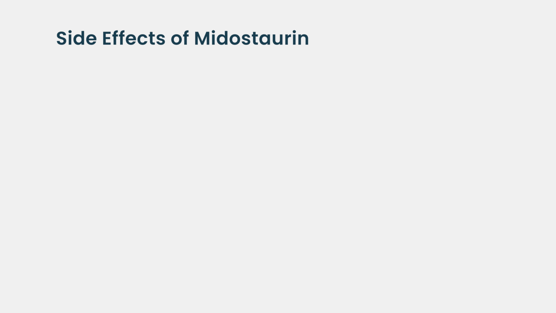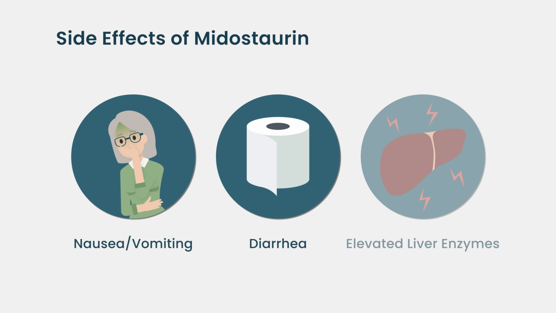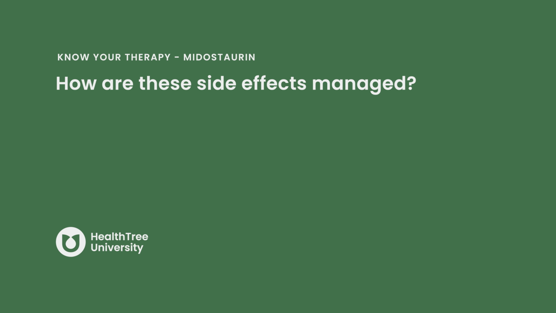Some of the common side effects associated with midostaurin were GI toxicity, such as nausea, vomiting, diarrhea, and the elevation of liver enzymes. It needs to be monitored very closely when giving with other fungal medicines or other infection preventing medicines as well. How are these side effects managed?